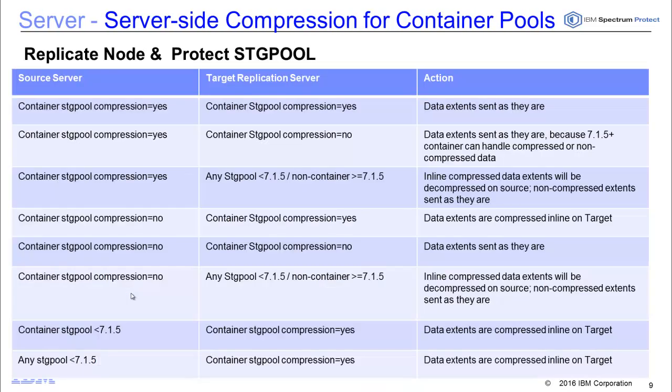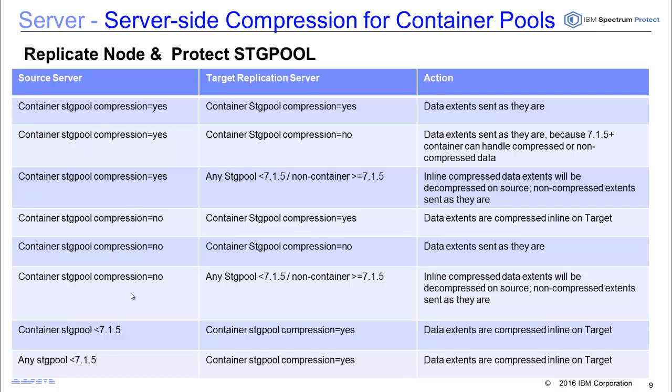When you go to replicate storage pools from one Spectrum Protect server to another for disaster recovery purposes, you will need to take into consideration compression. And remember, there's 3 basic factors here. The first is that inline compression was introduced in version 7.1.5. So only version 7.1.5 Spectrum Protect servers and above will even be able to support compression. Secondly, compression is only for container storage pools. So if you're replicating to a non-container storage pool, obviously compression isn't going to work.